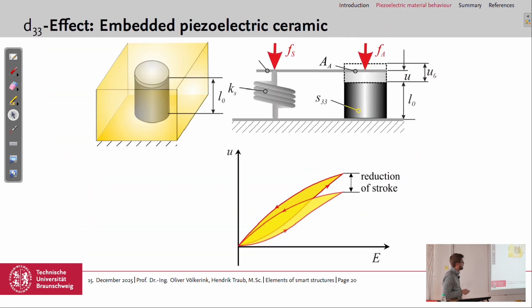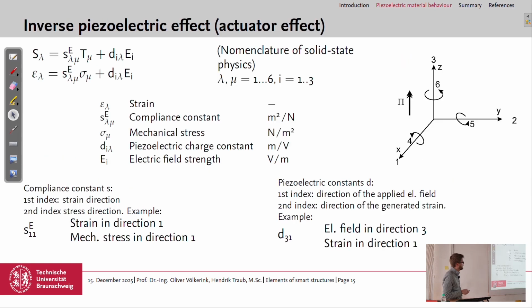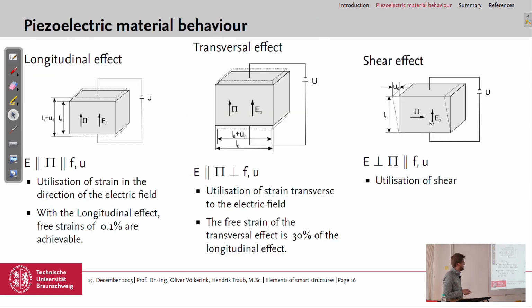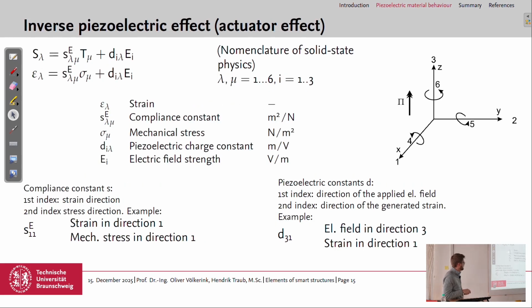So we go back to where I have the definitions of the D. So the direction of the applied electric field is the first index. So in one direction, we have the electric field, and in the 5 direction, 4 or 5, we have the generated strains. So it would be shear in this or that plane then.